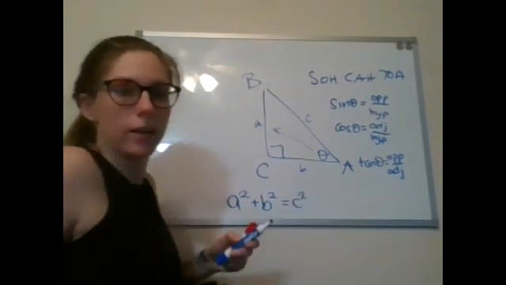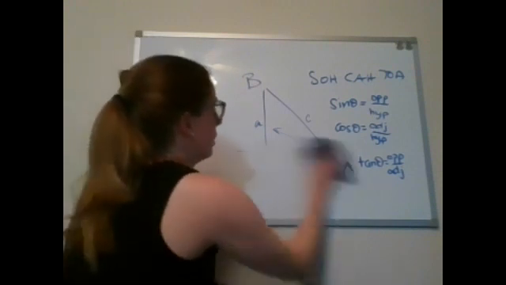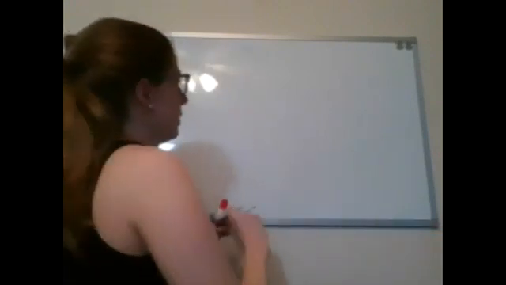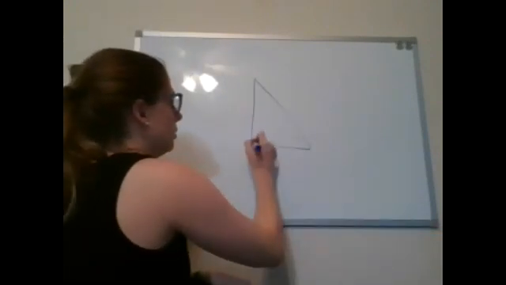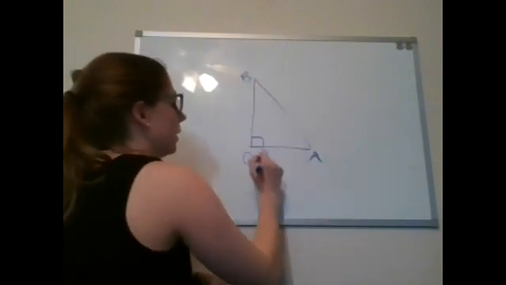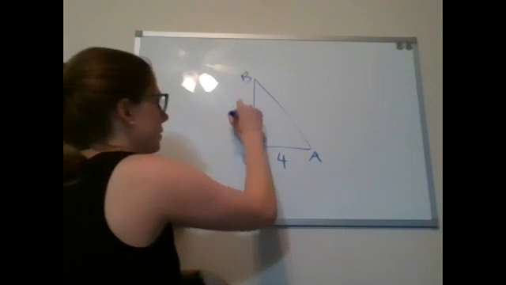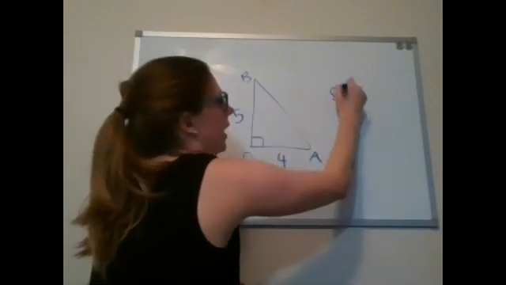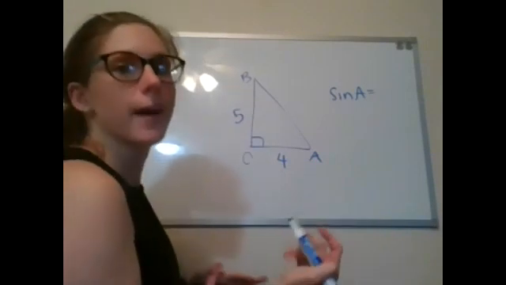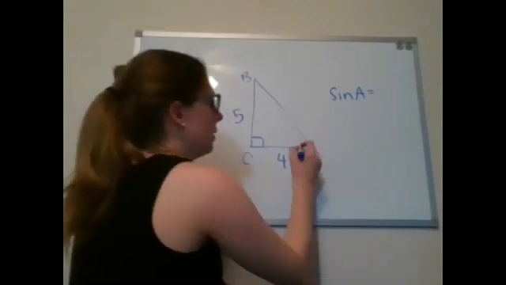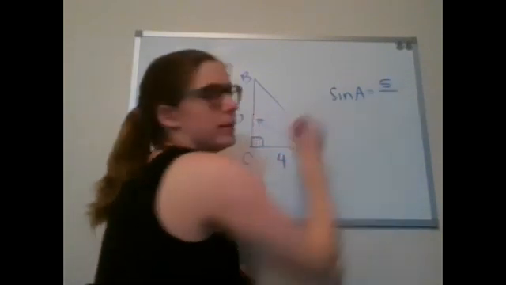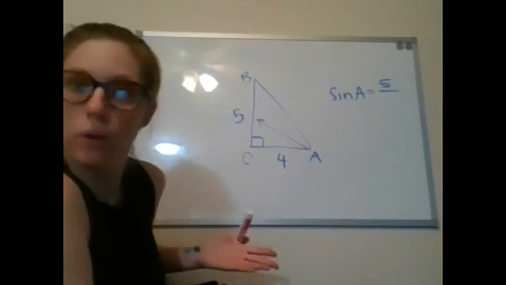Okay, so let's do one example real quick. Say you have a triangle that is a right triangle, and I tell you that this is 4 and this is 5, and I want you to find sine of A. Okay, we know sine is opposite over hypotenuse. The opposite of A is 5. What is the hypotenuse? We don't know. We got to find out.